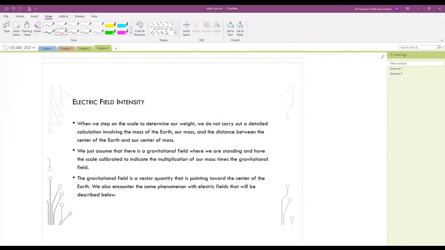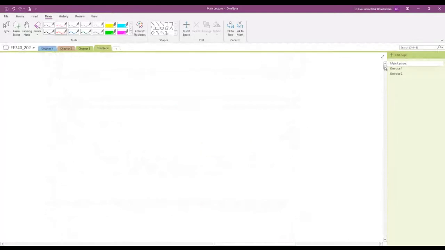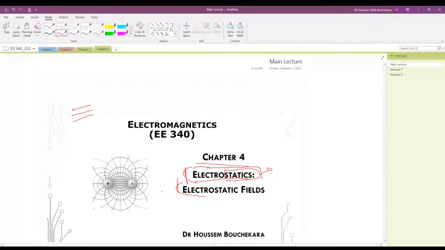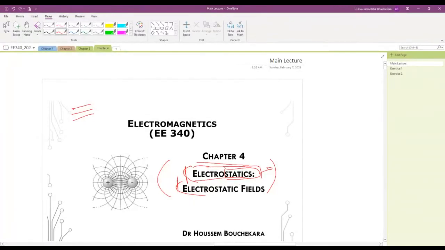طيب بدينا يا شباب. Last time we started chapter number 4، اللي هو الالكتروستاتيكس. فاكرين الالكتروستاتيكس؟ قلنا it is chapter number 4 وهو part 2 of our course which is electrostatics.